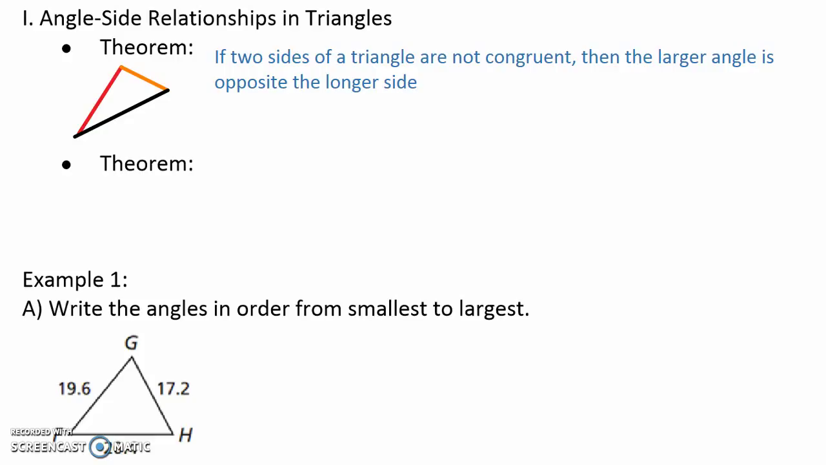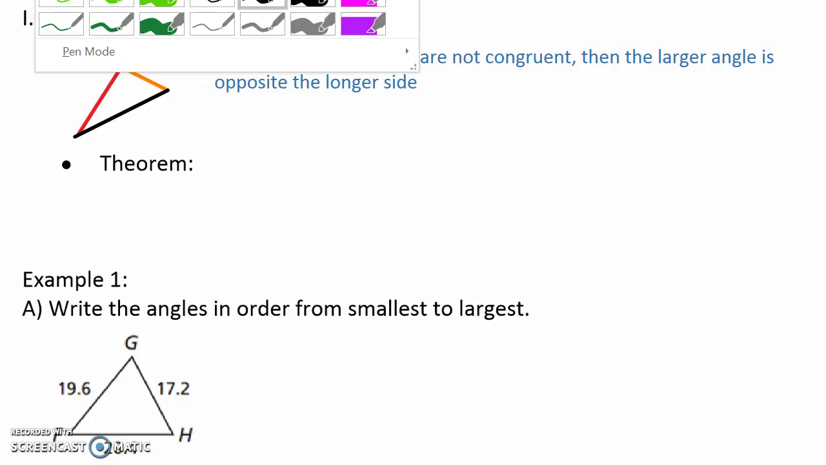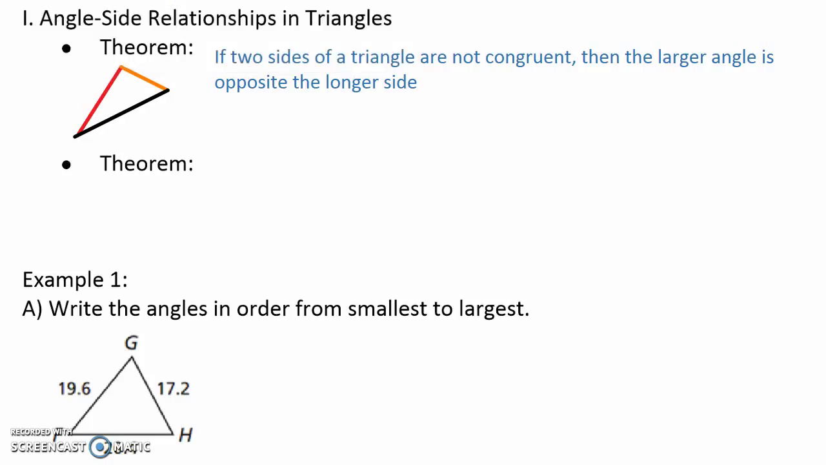So if you take a look at the first theorem, what it says is that if two sides of a triangle are not congruent, then the larger angle is opposite the longer side. Now, what does that mean? Let's call this triangle ABC. And if we know that any two sides are not congruent, we're talking about a scalene triangle. So regardless what we have, this works only if we have a scalene triangle here. And it's saying that if I know information about two sides, then I also know information about two angles.